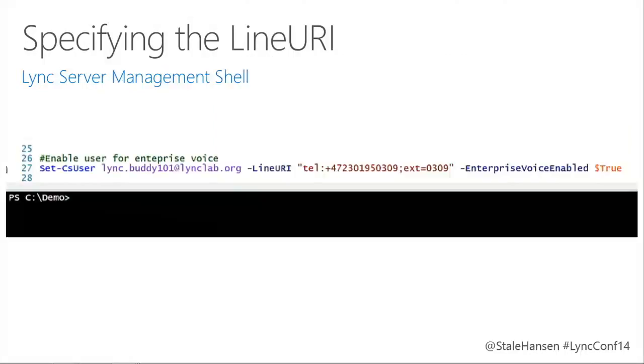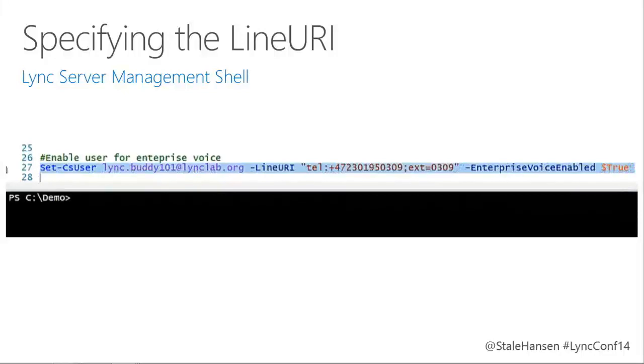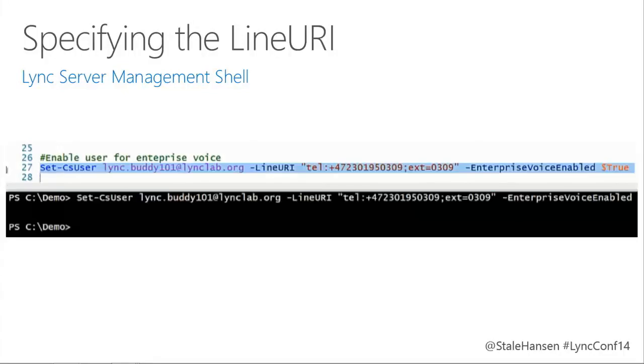Then you can also do this through PowerShell, and you use the Set-CsUser cmdlet, and you enable the user with the line URI and enable him for enterprise voice. And notice how much quicker it is to do it within PowerShell than through the GUI. If you know the syntax and you have the number ready, PowerShell could be quite a lot faster than using the GUI, especially if you're going to do it for more than 3 users.